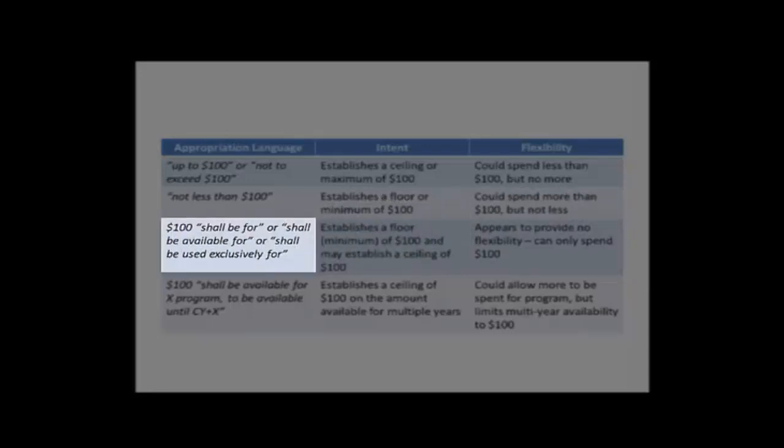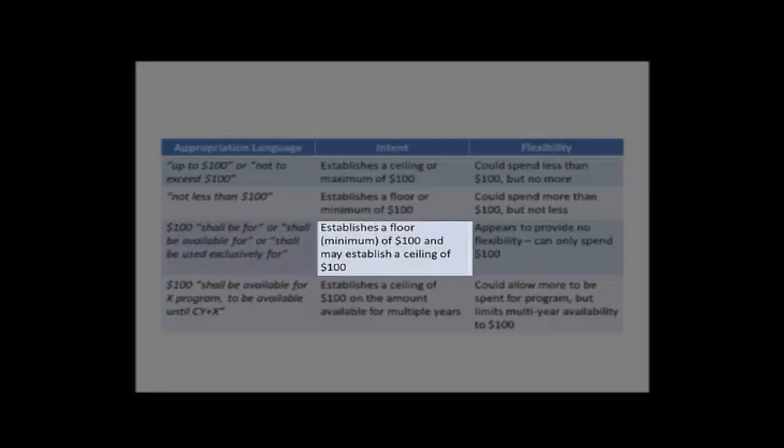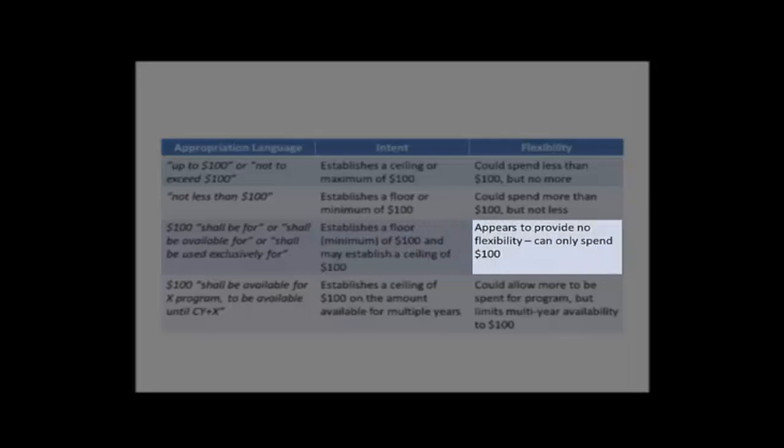$100 shall be for, or shall be available for, or shall be used exclusively for, establishes a floor of $100 and typically provides a ceiling of $100. This language generally permits no flexibility. However, there is a nuance to the use of this language that you should be aware of, and GAO decisions have indicated some vagueness determining maximums and minimums using this language.